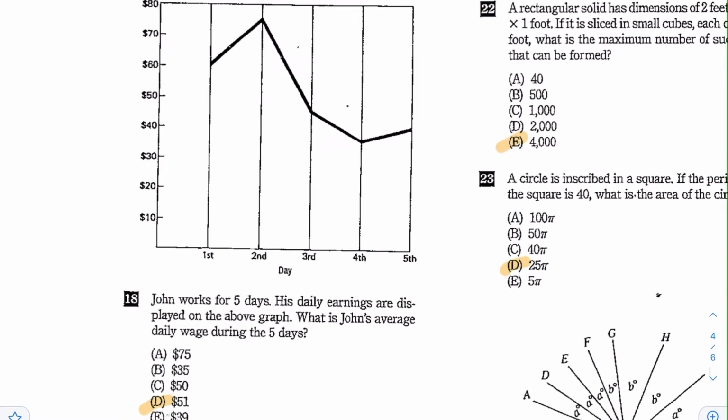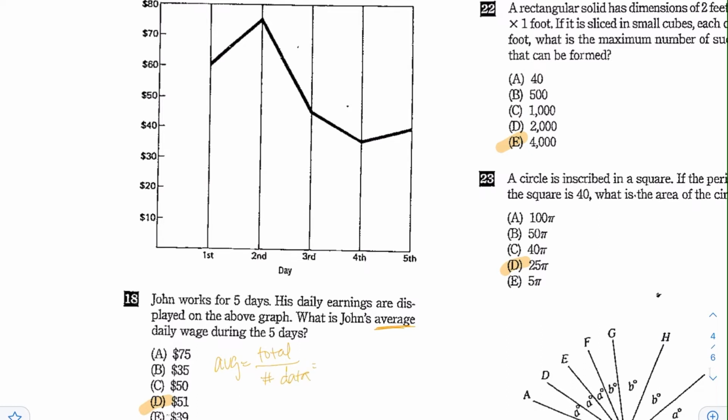Next, for 18 and 19, I have to use this graph. So John works for 5 days. His daily earnings are displayed on the above graph. What's John's average daily wage during the 5 days? The key here is average, and the average means the total divided by the number of data.